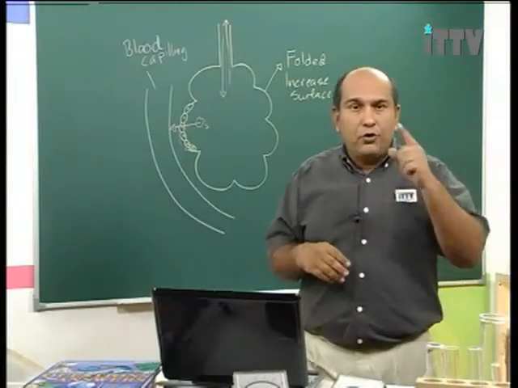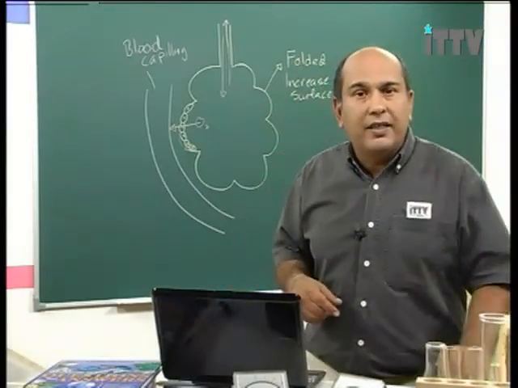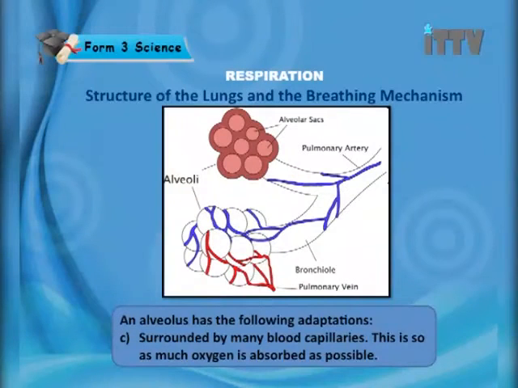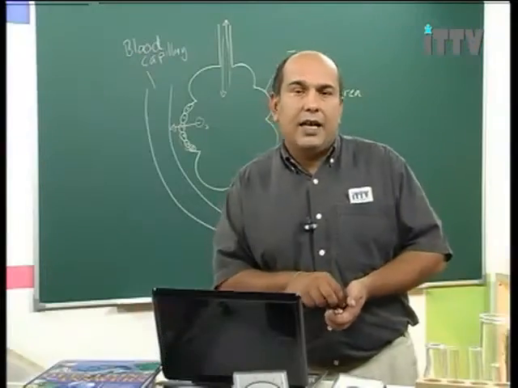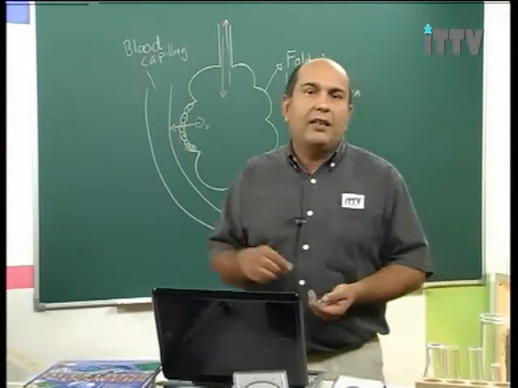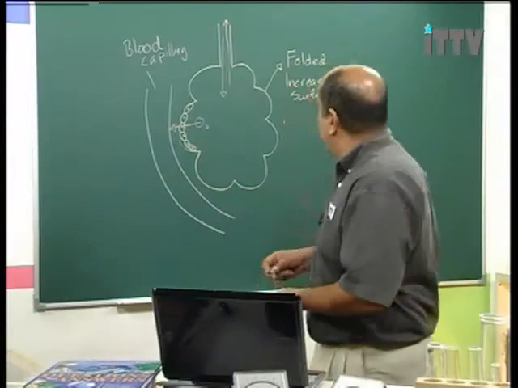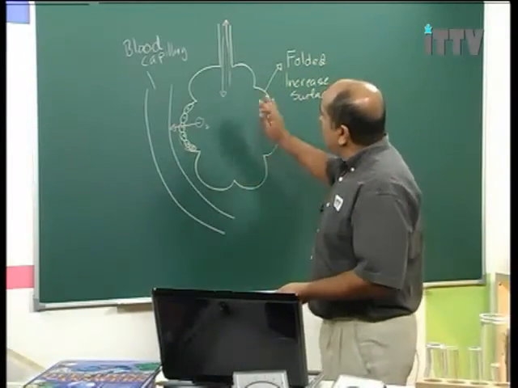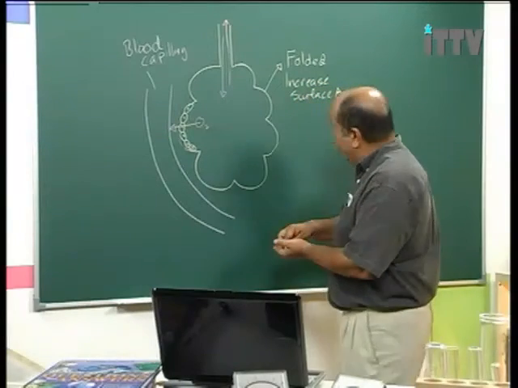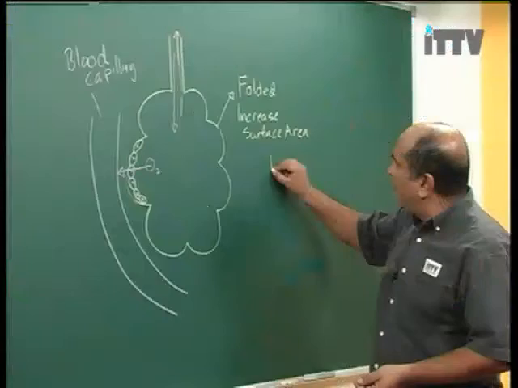Now that we've had a look at 2 of the adaptations, let's move on to the third adaptation. Surrounded by many blood capillaries. This is so as much oxygen is absorbed as possible. So the next adaptation is the amount of blood that flows around alveoli. If we go back to the board over here, this alveoli, I'm going to redraw it just here in a smaller form.